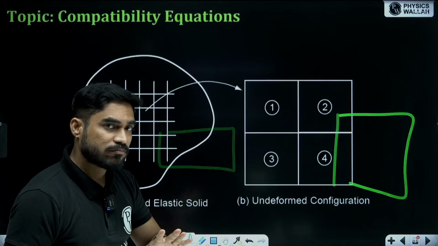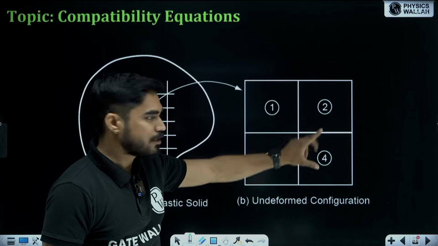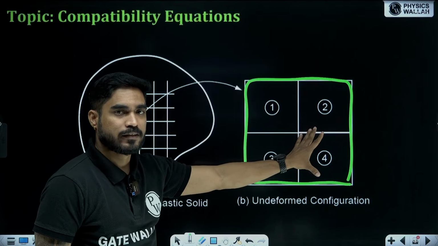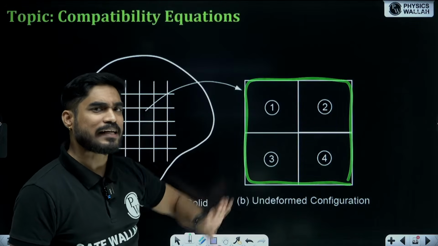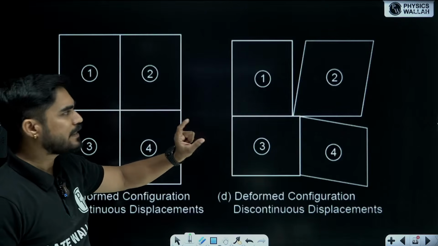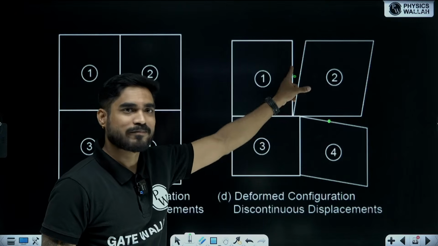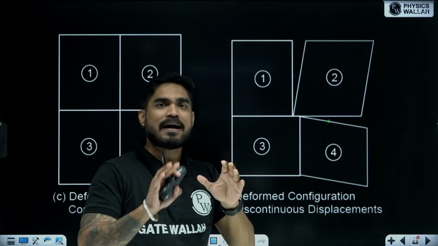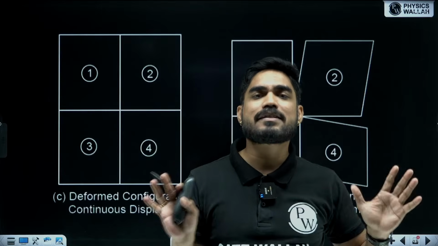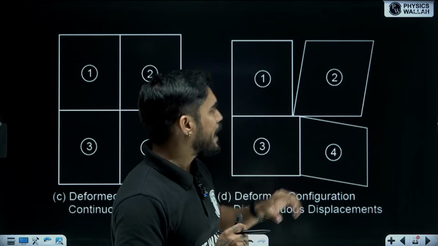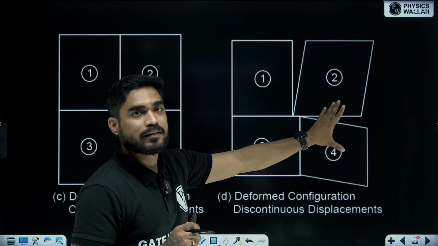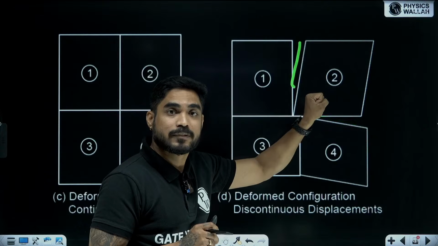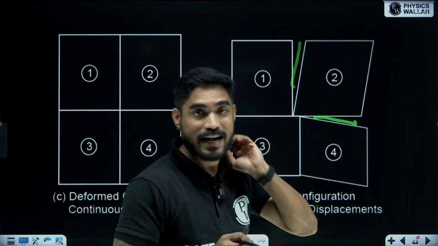So initially they looked like this. It was a continuous body. There were no gaps between them. So after deformation also, if I connect them, there should be no gap, right? They should not look like this. What is happening in this diagram? According to this diagram, if I deform all these elements separately and connect them, they are not connected properly. They are not continuous. There are gaps between them. But this cannot physically happen, right?